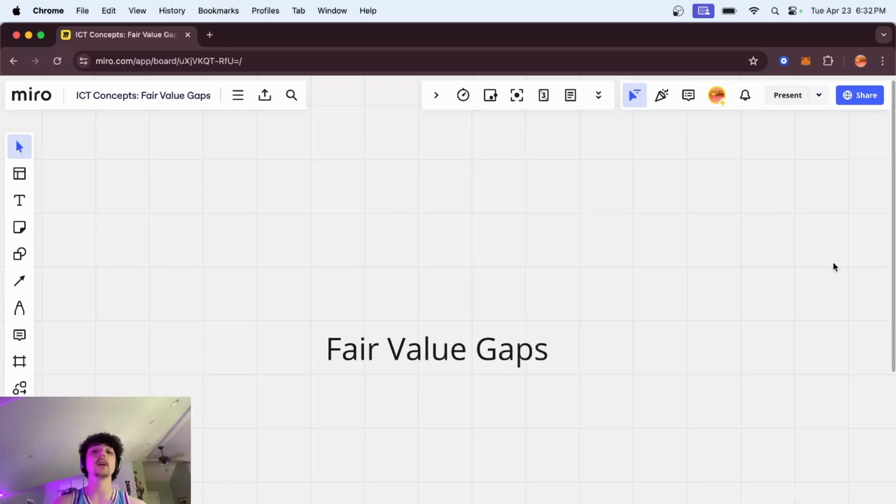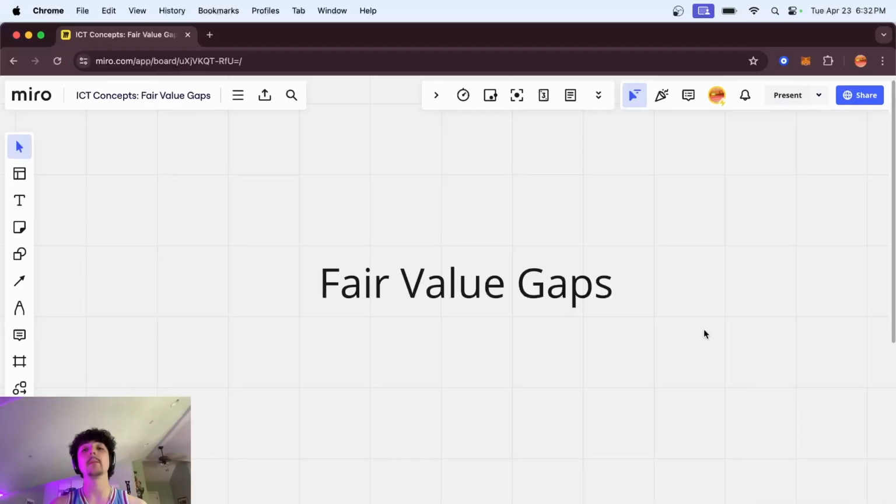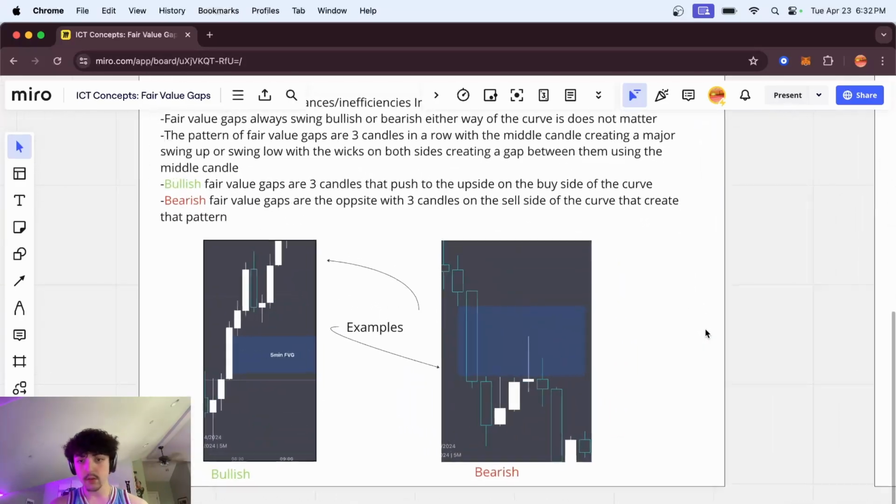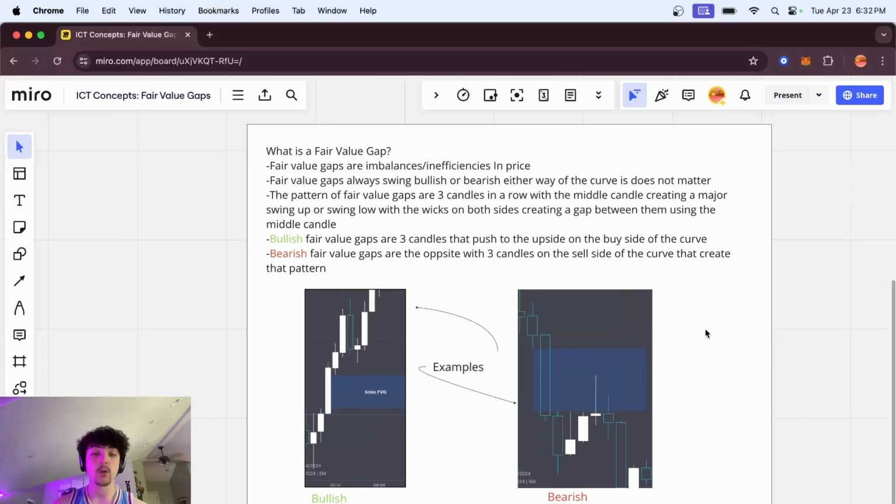So today we're going to be talking about one of the basic ICT concepts, which is fair value gaps. Okay, so let's start off with what fair value gaps are. What is a fair value gap? Fair value gaps are imbalances and inefficiencies in price. Fair value gaps always swing bullish or bearish, either way of the curve, it does not matter.